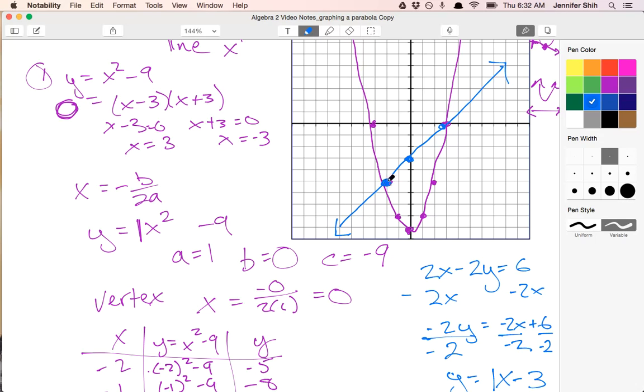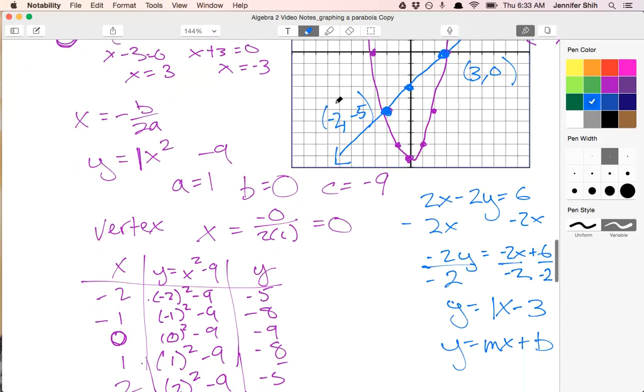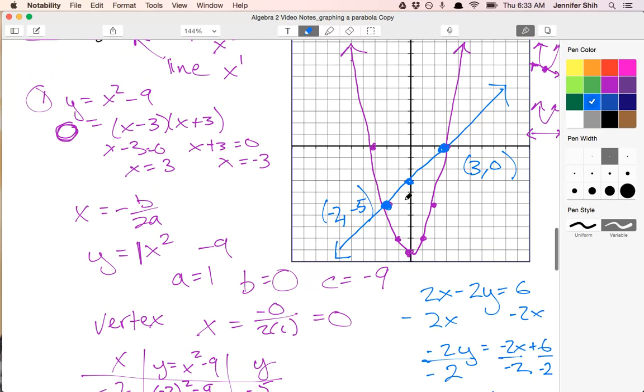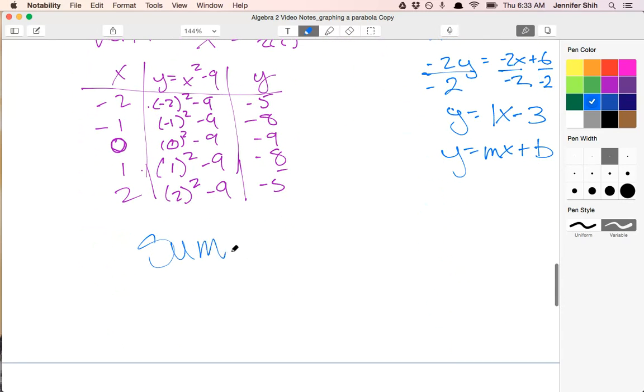Finally, on the graph, read off the points where they touch. They touch at 3 comma 0, and they touch at negative 2, comma, negative 5. So these 2 points are the solutions to this parabola and this line. Go ahead and write your summary. And I would go back in this video and annotate any parts that you still have question marks on or you have caution signs on, and then bring those questions and concerns to class tomorrow.